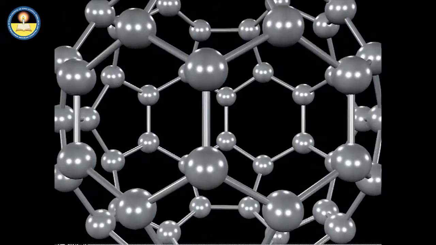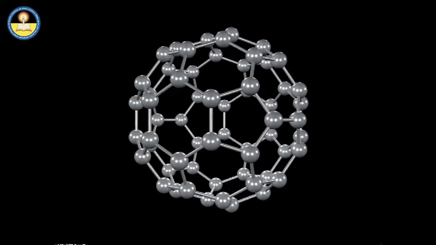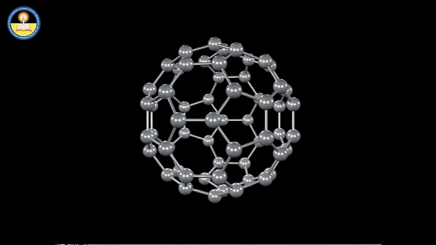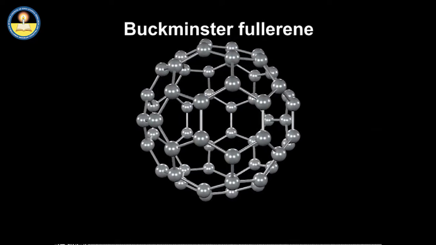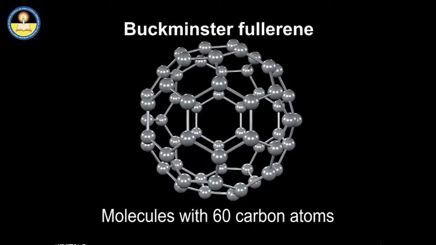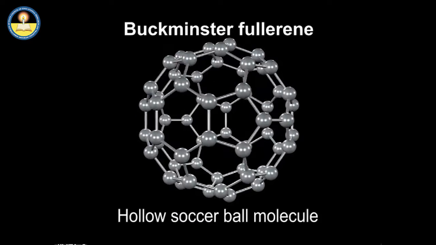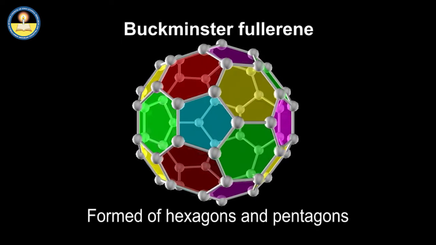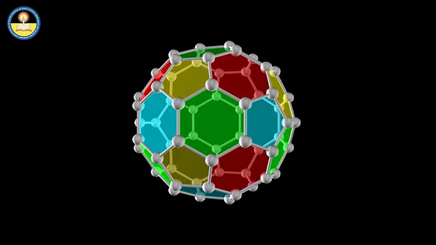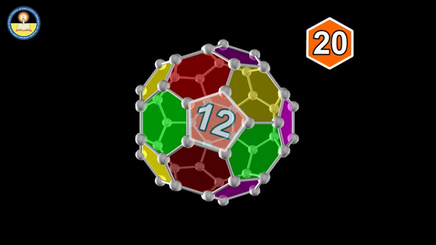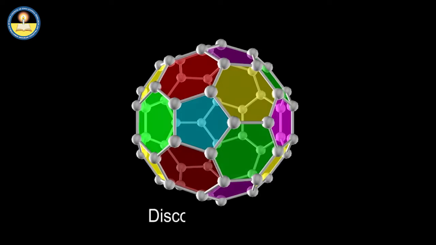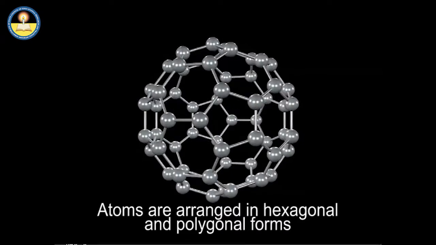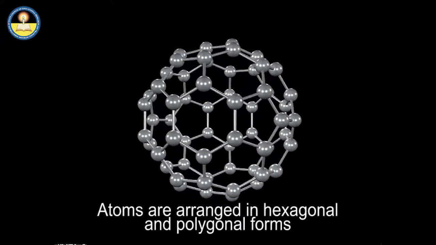Let us have a look at an animation to understand this in a better way. As you see in the animation, Buckminster fullerene are molecules with 60 carbon atoms. It looks like a hollow soccer ball molecule. Notice that it is formed of hexagons and pentagons. There are 20 hexagons and 12 pentagons. They were first discovered in 1985, where it was found that atoms are arranged in hexagonal and polygonal forms.